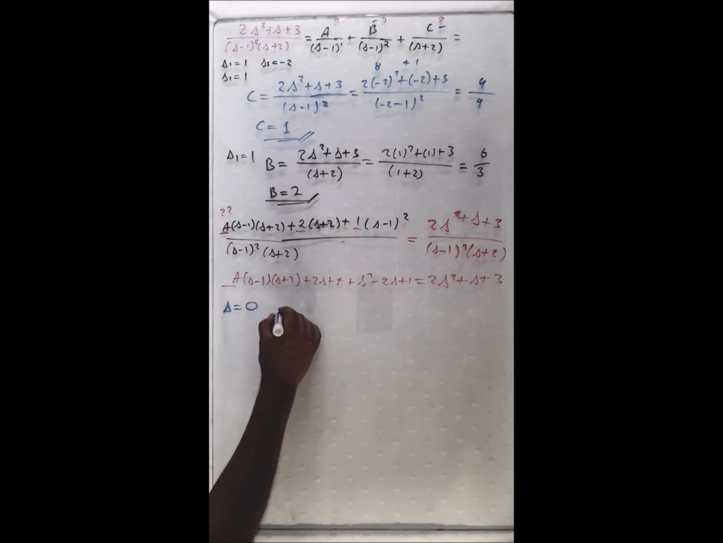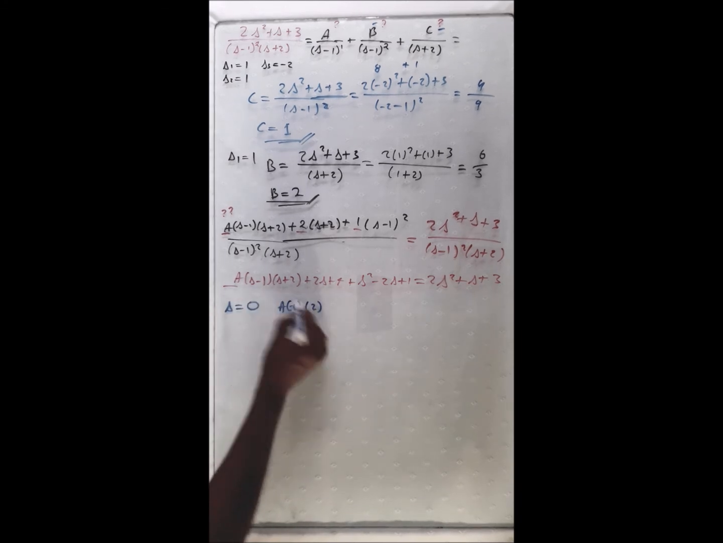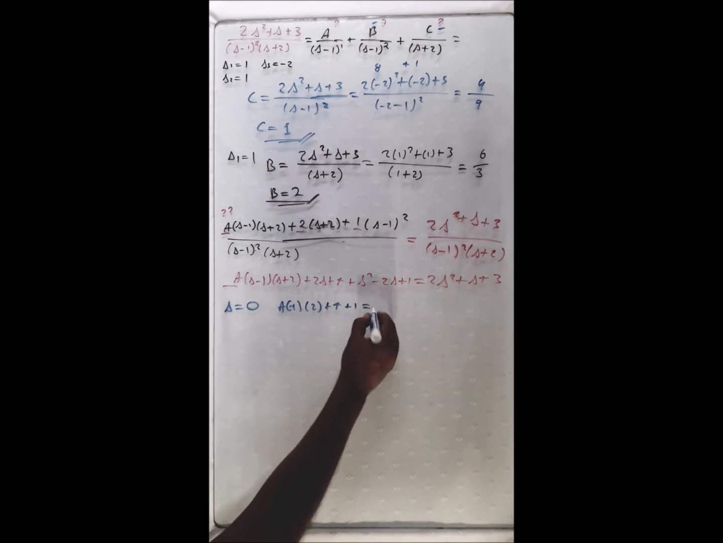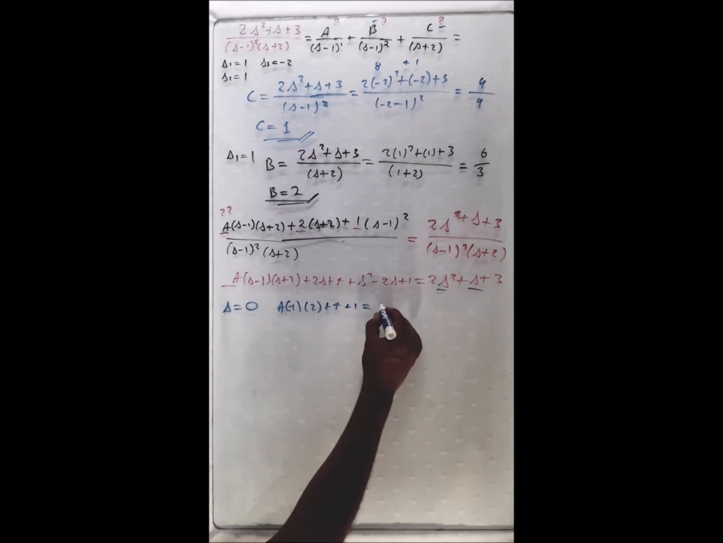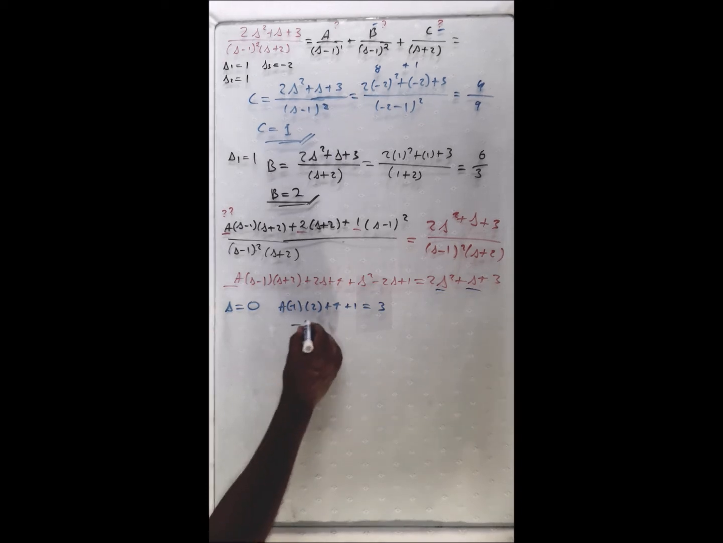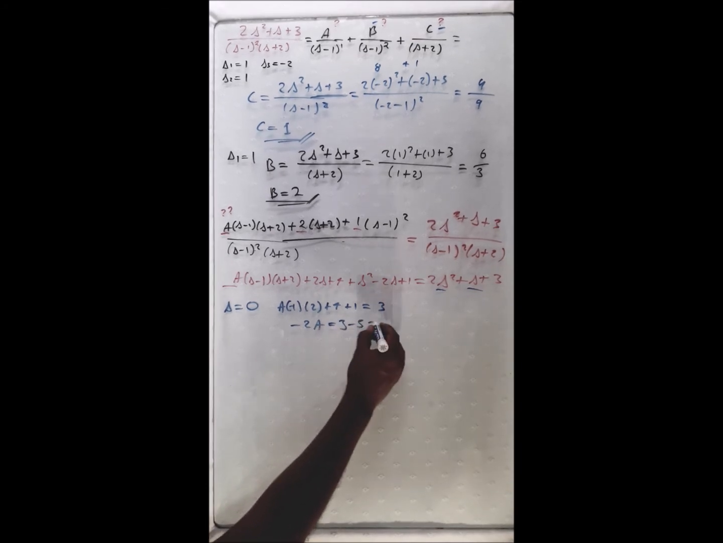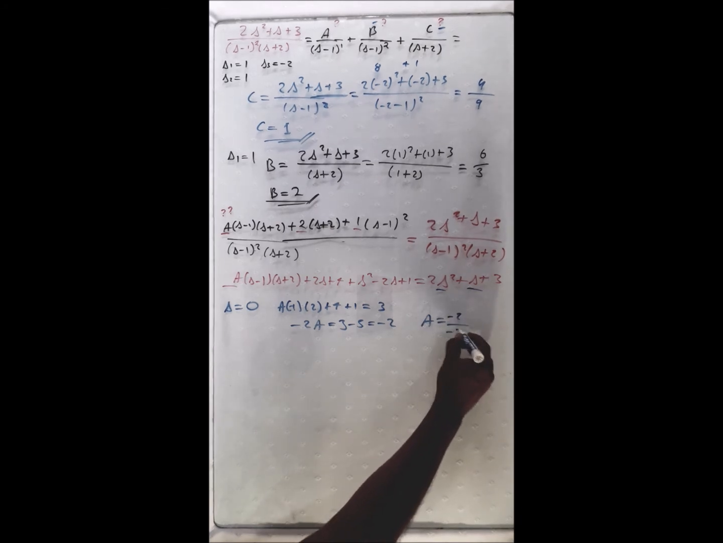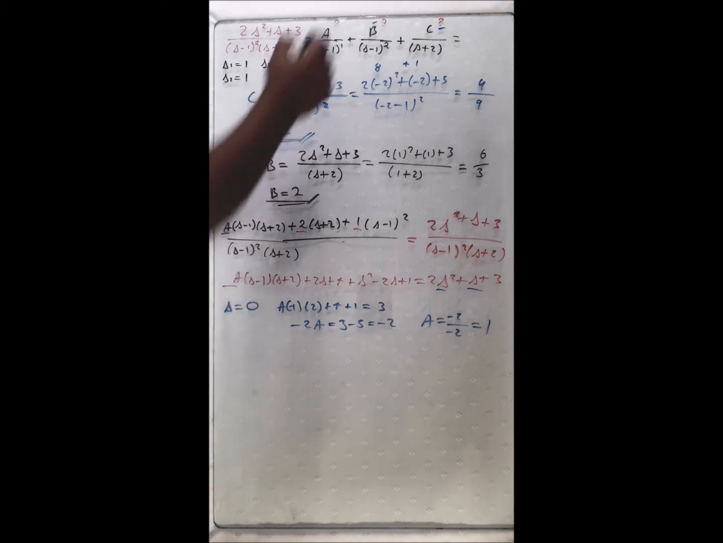So if you replace it, it's going to be a times minus 1 times 2, plus here 0 plus 4, 0 plus 1, equal to, here is going to be 0, here 0, and the only thing left is 3. So here minus 2a equals 3 minus 5, which is minus 2 in this case. So the value of a happens to be minus 2 over minus 2, which is just 1. With that we have already calculated the value of a.